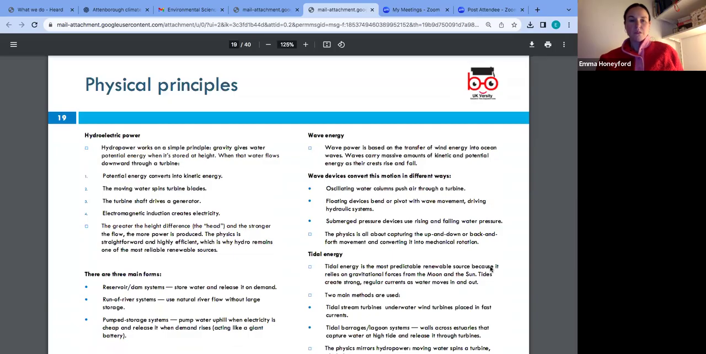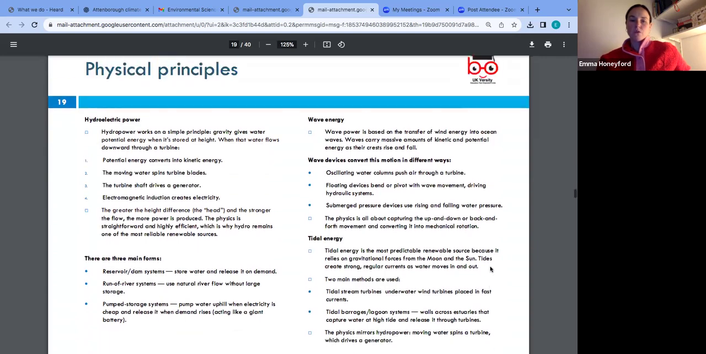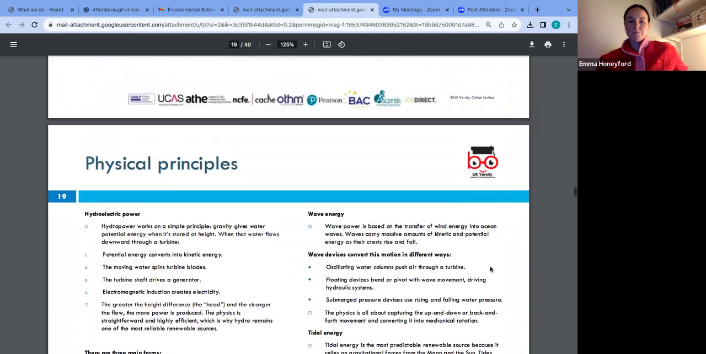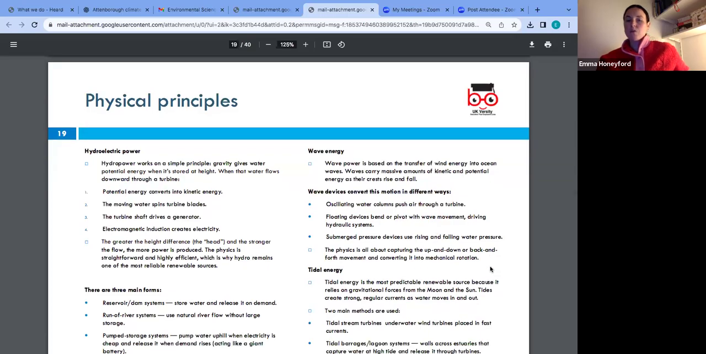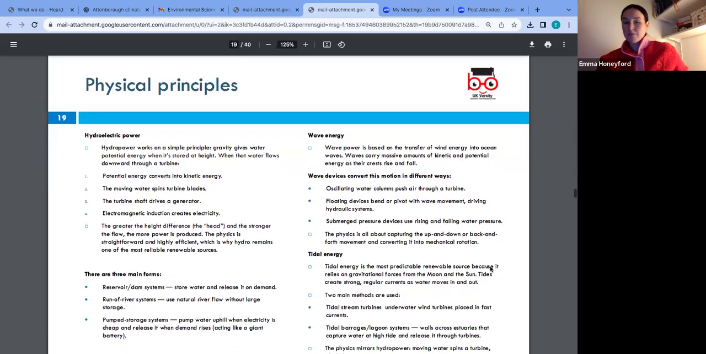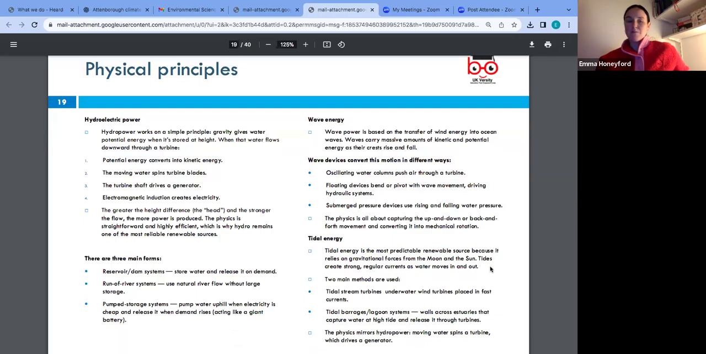So the physical principles. So hydroelectric power. So I'm just going to briefly go over the science of hydroelectric power and the other different types of power there. So hydropower works on a simple principle. Gravity gives water potential energy when it's stored at height. When that water flows downward through a turbine, that potential energy converts into kinetic energy.